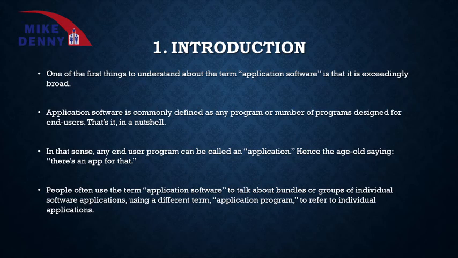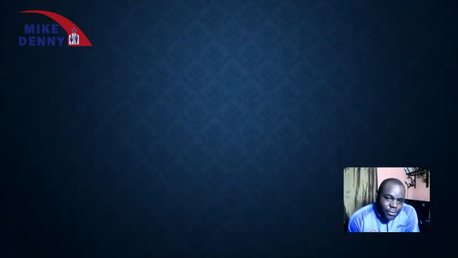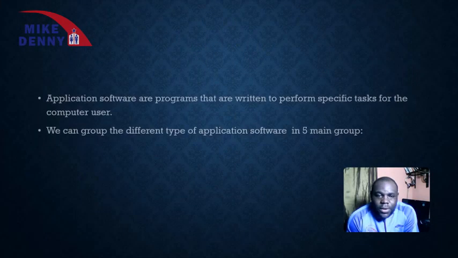People often use the term application software to talk about bundles or groups of individual software applications, while using a different term like application program to refer to individual applications. So most of the time when we talk about an application program, we're talking about a particular program, while using the term application software leads us to a group or bundles of individual software.